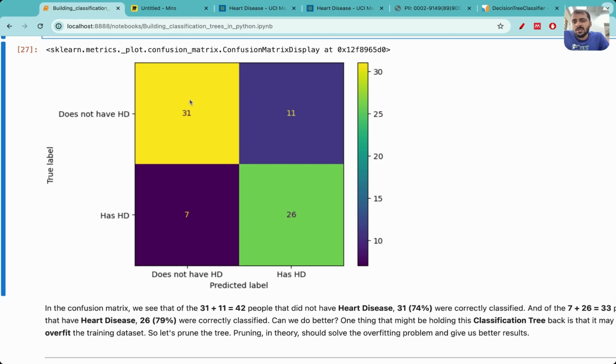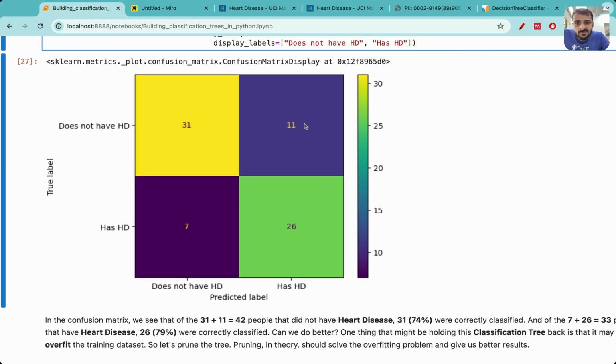So amazing. We can clearly see that 31 people did not have heart disease and we correctly predicted that they do not have heart disease, right? Now let's look at the false positives. False positives are people who did not have heart disease, but we predicted them to have heart disease. This is shown in the blue label over here. The predicted label has heart disease, but the true label is does not have heart disease. So this is a false positive, and we have made 11 incorrect predictions here.